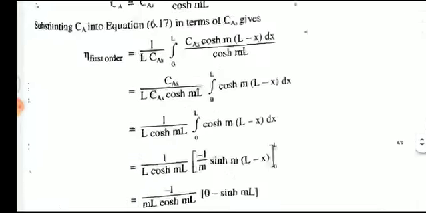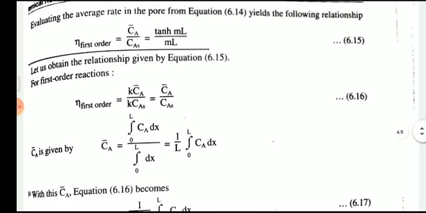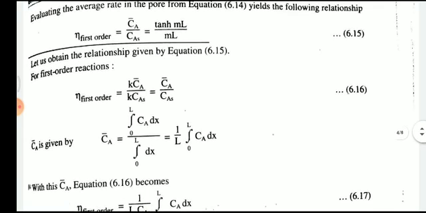Now let us derive this. This is simply a mathematical expression. It is given by Ca bar upon Kca, where K will be cancelled, so Ca bar upon Cas. Now Ca bar is given by, Ca की वैल्यू क्या होती है? Ca की वैल्यू होती है integration of 0 to L Ca dx upon 0 to L dx, that becomes 1 upon L integrating from 0 to L Ca dx.